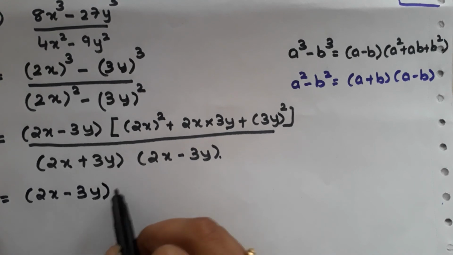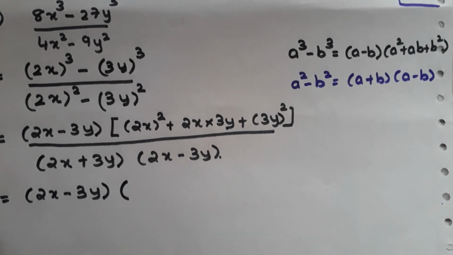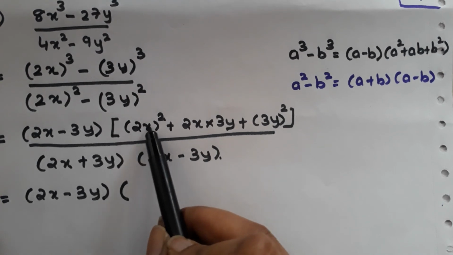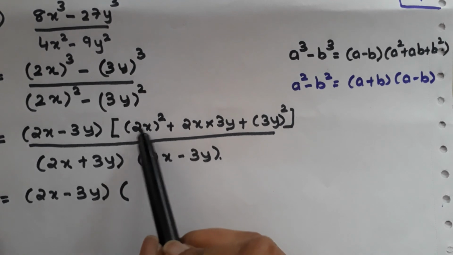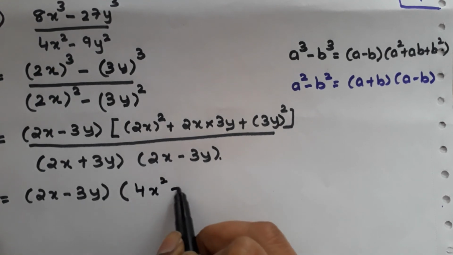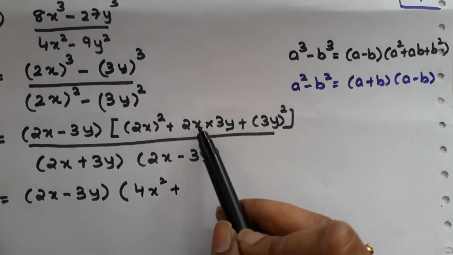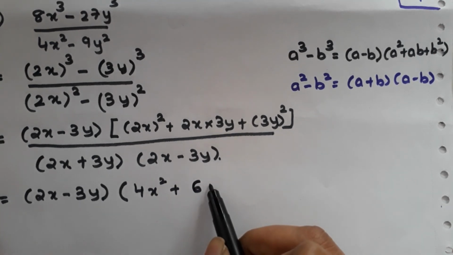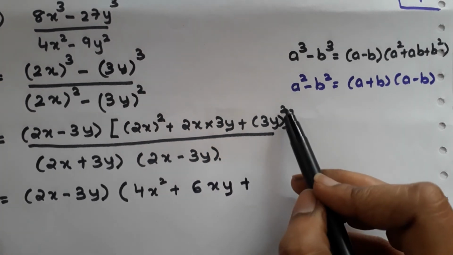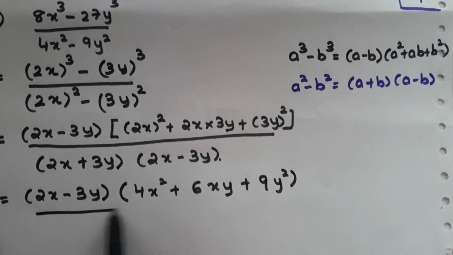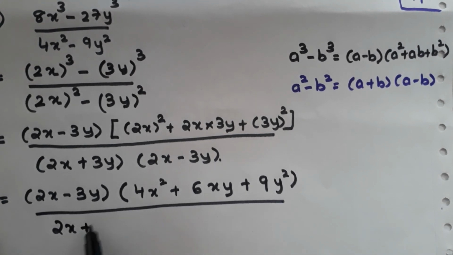Simplify the numerator. Law of indices: square will go to both the expressions. 2 square is 4, x square, plus multiplication of unlike terms, so multiply the coefficients: 2 into 3, 6, x into y, xy, plus 3 square is 9, y square, upon the denominator will remain the same.